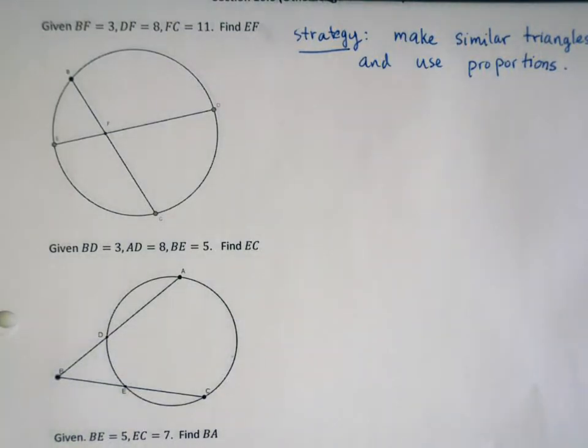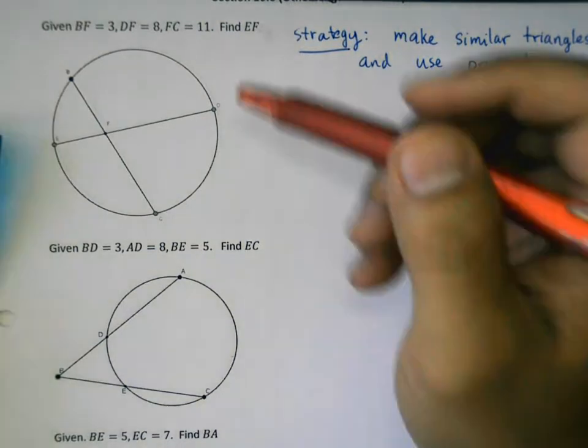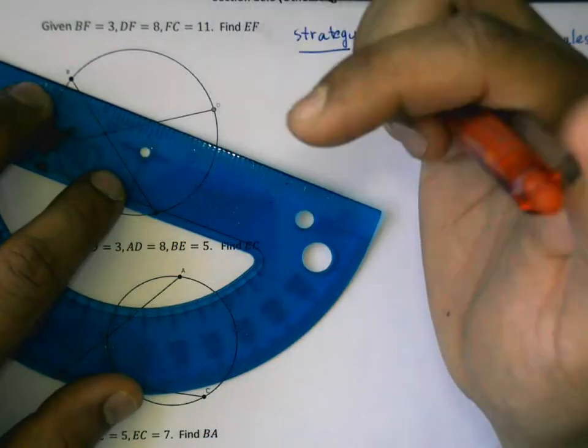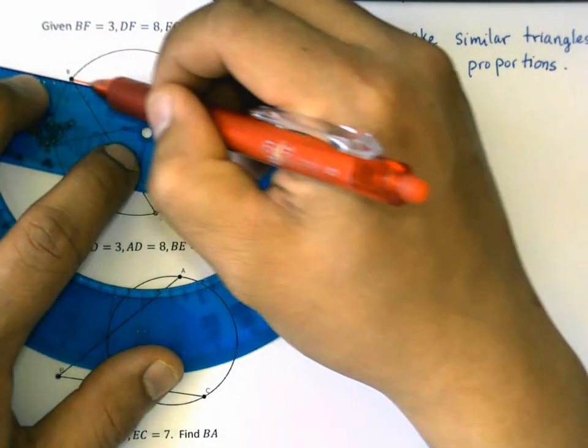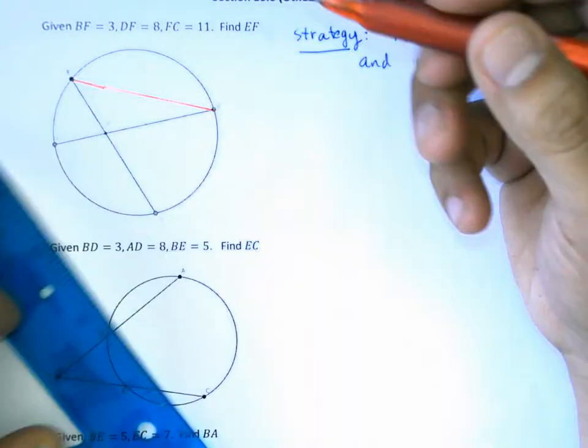And it can be a little daunting at first to figure out what to do. So when in doubt, just try some stuff and see where it leads you. And then if it doesn't lead you anywhere good, go back a few steps and try something else. So I'm going to start by connecting B to D.